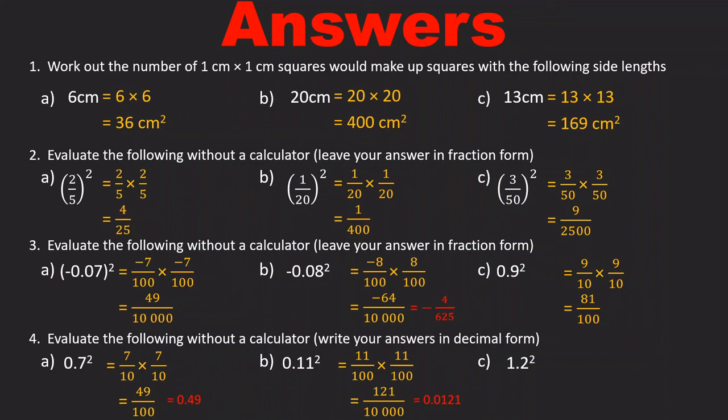Question C is a tricky one because it's really a mixed number, 1 and 2/10. However, we can think of this as 12 divided by 10. So 12 over 10 times 12 over 10. 12 times 12 is 144. 10 times 10 is 100. And converting that to a decimal, again, it's going to be a mixed number because the top number is bigger than the bottom number. 144 divided by 100, move my decimal over 2 places, that's 1.44.